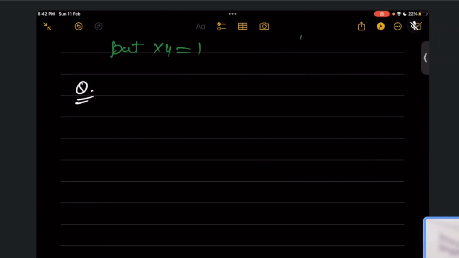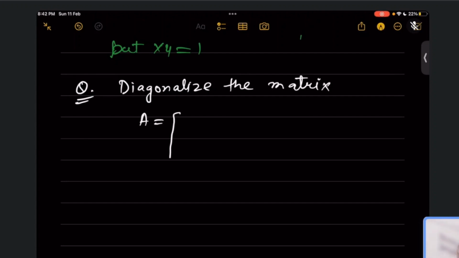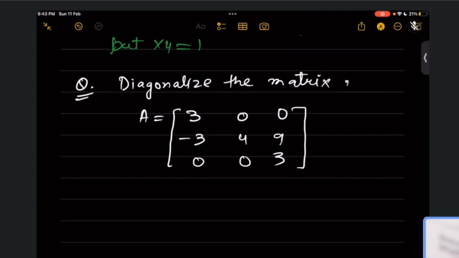So this is the question. Diagonalize the matrix. The matrix is given as A equal to [3 0 0; -3 4 9; 0 0 3]. So before jumping to the solution, can you guys tell me how to do it quickly? Anyone?